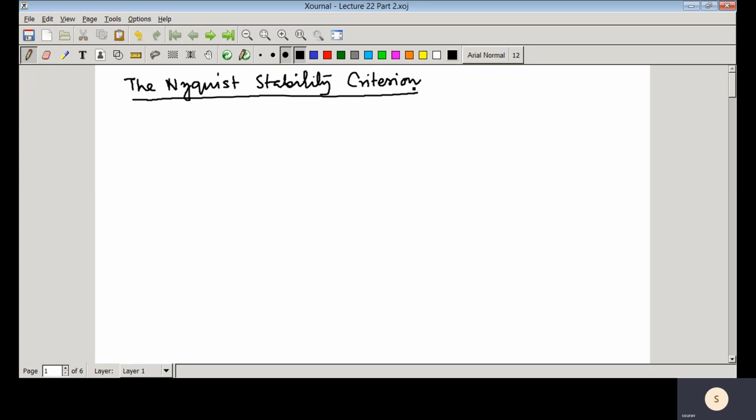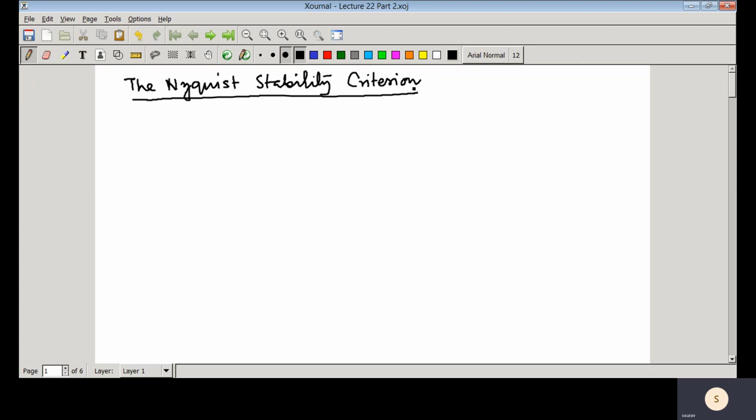So for applying this Nyquist stability criterion, we only need to know the loop transfer function pole locations and the frequency response of that loop transfer function. That means it is actually one graphical technique. So let us see, what is the Nyquist stability criterion?